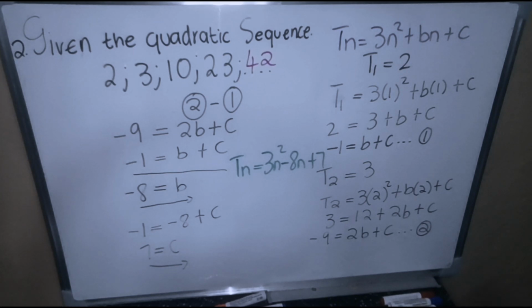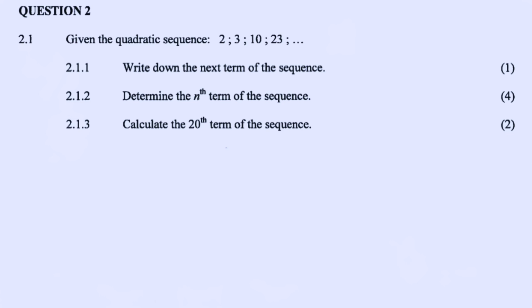That's how we do it. I hope we are all clear. There are many ways to simplify and find these types of equations. This is one of the ways. I think this is the simplest way, using simultaneous equations, to find the general term of the sequence. I hope we are all clear. 2.1.3.